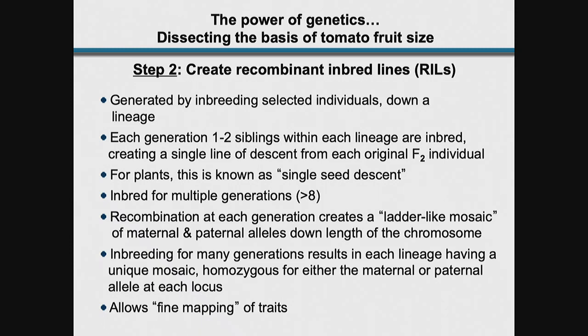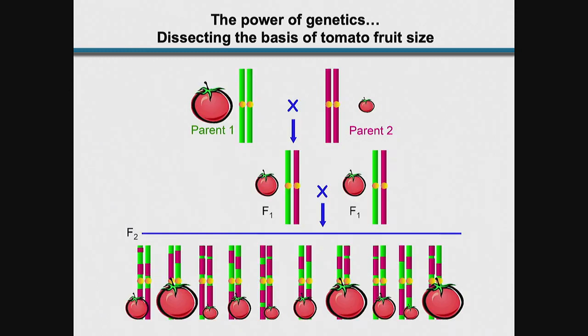Because recombination at each generation creates ladder-like mosaics of maternal and paternal alleles that are different in each one of the inbred lines. So you want that to be as homozygous as possible, because that's what's going to allow for fine mapping of traits. Okay? So let me describe this process in a little bit more detail.